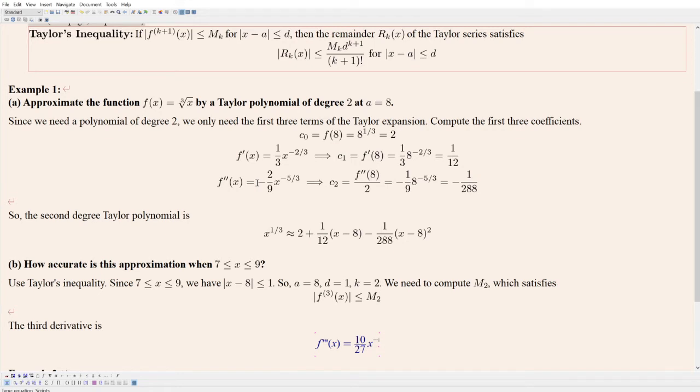Negative 5/3 minus 1 is negative 9/3. Oh, 9/3, well that's the same as 3. Wait a minute. No, I'm sorry. Negative 5/3 minus 1 is negative 8/3. That's right, because we're subtracting 3 from the numerator.